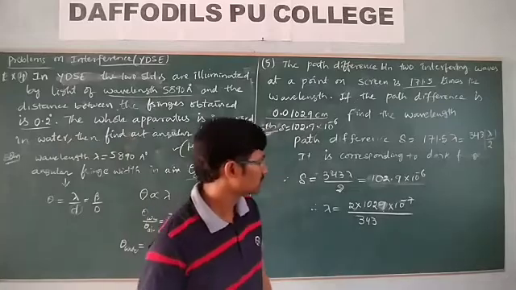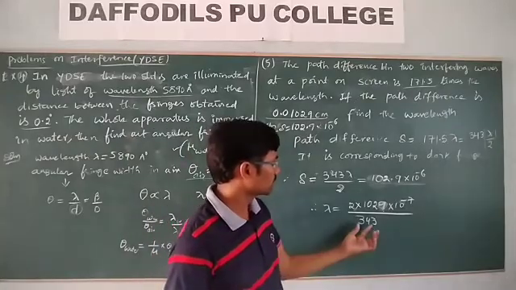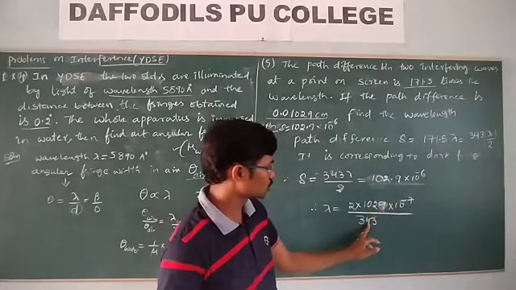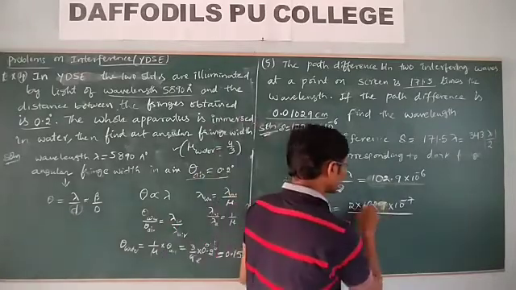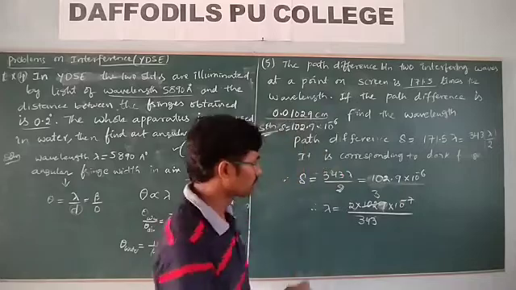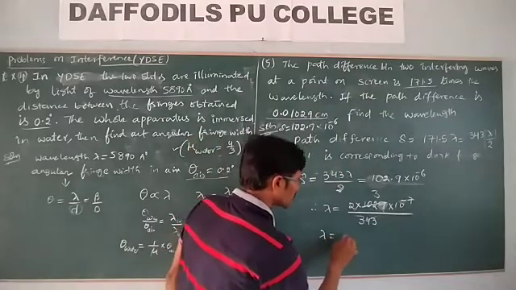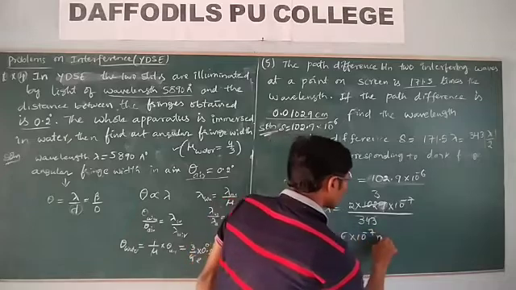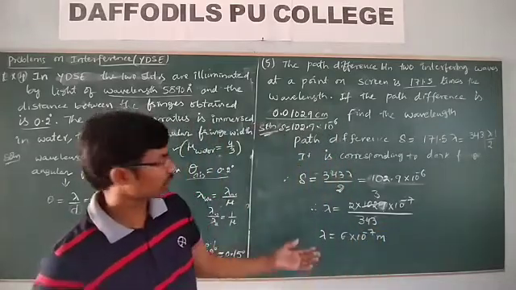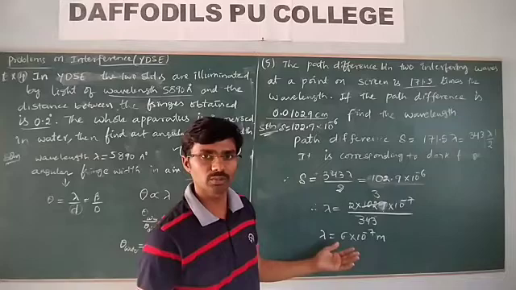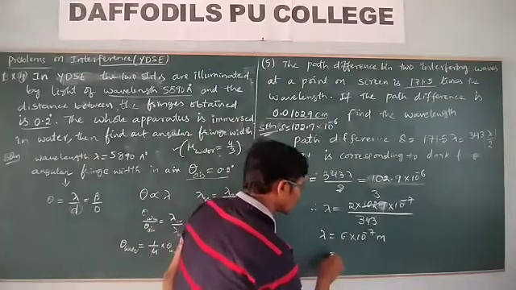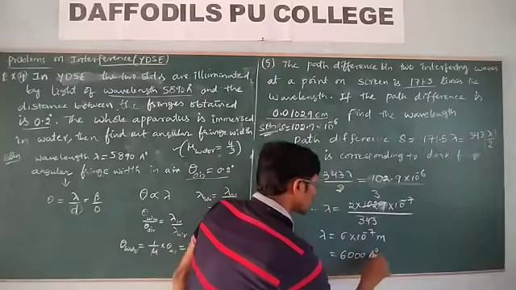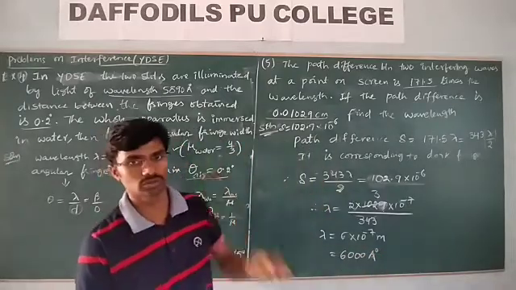343. Is it okay? Then how many times is it? 3 3 is 9, 3 4 is 12, 3 3 is 9. So it will be 3 times. Therefore, lambda is equal to 6 into 10 power minus 7 meter, which is 6000 angstrom. This is the wavelength of the light used.